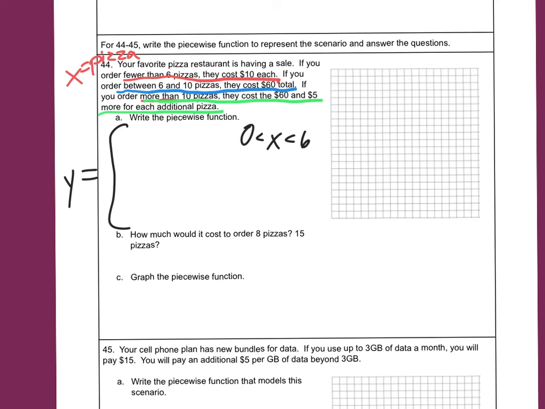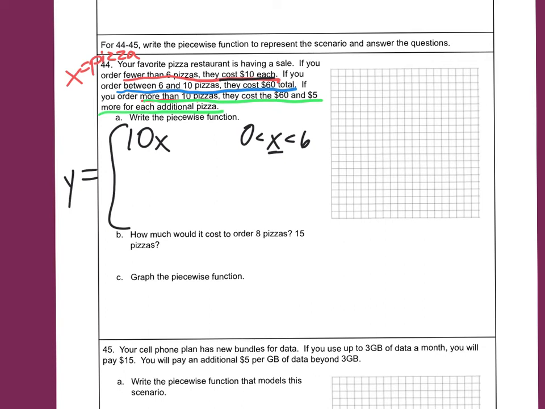Okay. What do the pizzas cost, though? They cost $10 each. Okay. Do we know how many we got? I mean, we know we got between 0 and 6, but we don't know exactly how many. So we'll go ahead and put 10x, 10 times the amount of pizzas we got, because obviously that's going to change. Okay?